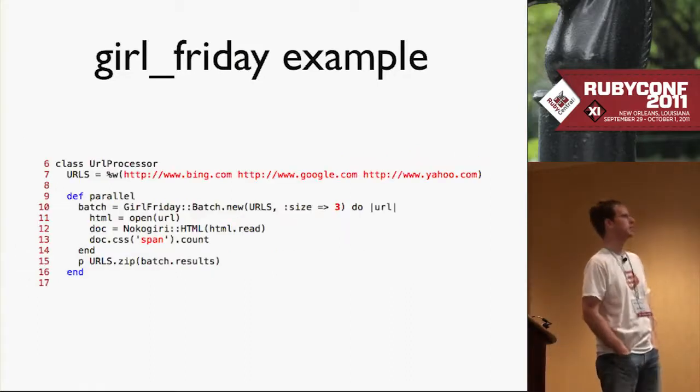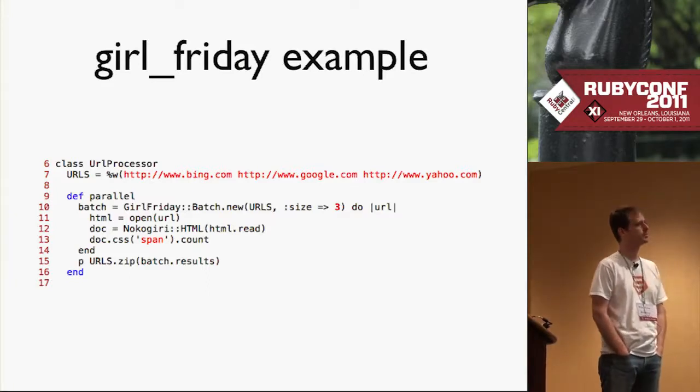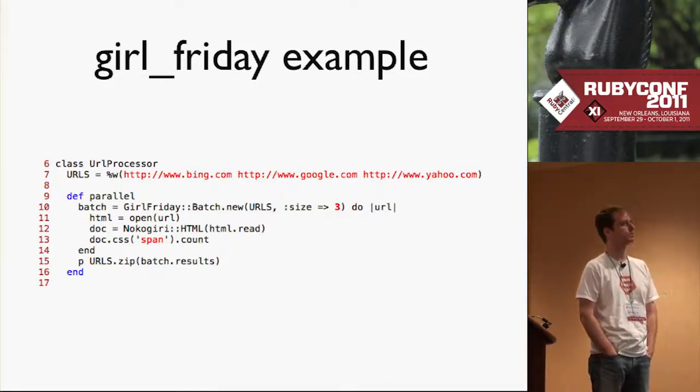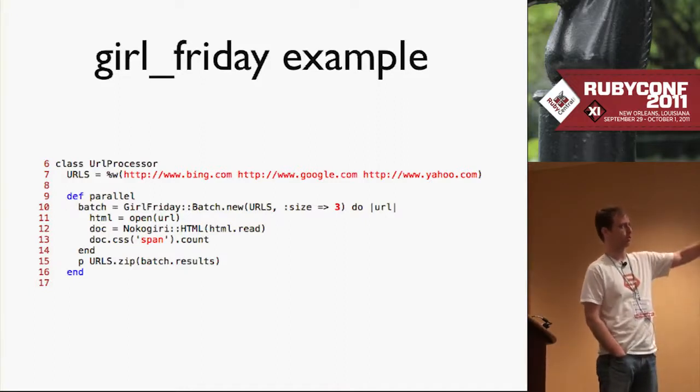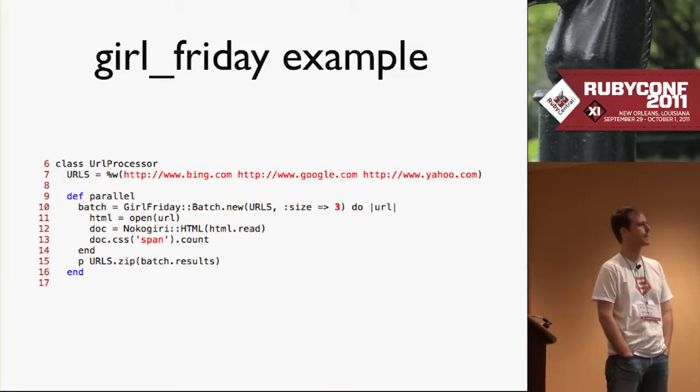So this is an example of the batch processing that Girl Friday provides. In our case, we've got a couple of URLs that we want to scrape, but we don't want to do that in serial. We want to do that in parallel because that's network I/O. So we create a batch with 3 workers and pass it the URLs to process. Each of those workers will execute that block for each of those URLs.